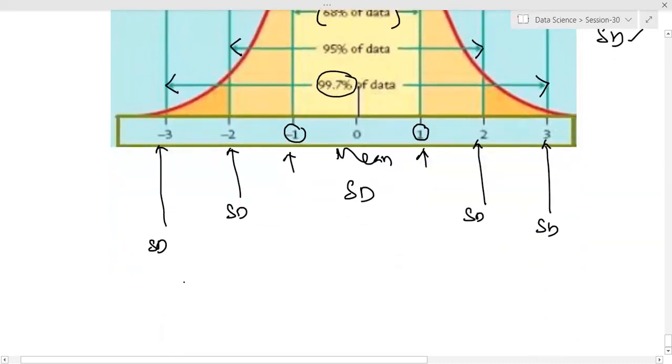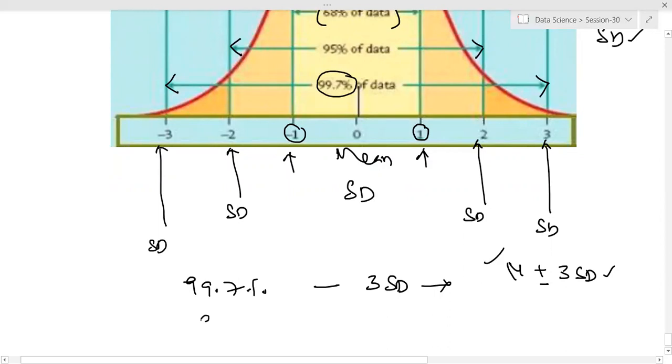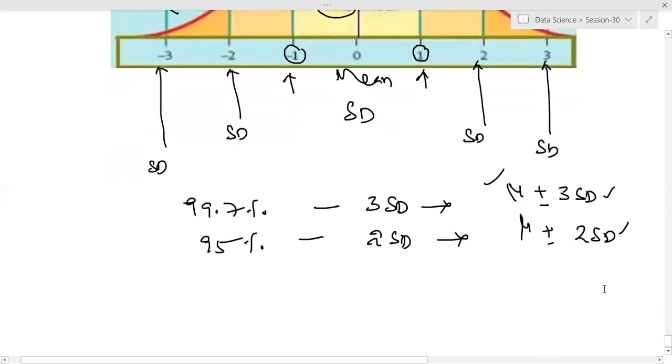Okay, that means 99.7% of the data is within 3 standard deviations, ranging from -3 to 3 standard deviation. Excellent. That means mu plus or minus 3 standard deviation. Hope you got the point, friends. Now you tell me the next one: 95% of the data is spread over 2 standard deviations. And the third point, friends, is that 68% of the data lies within 1 standard deviation. Yes, percentage exactly.